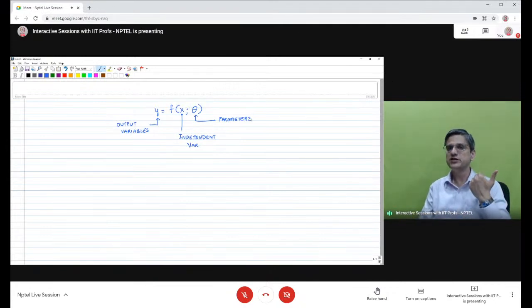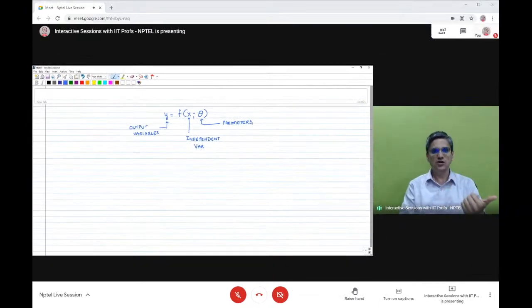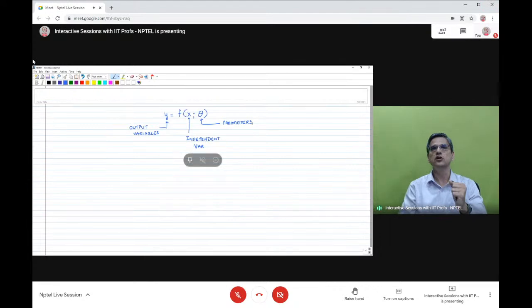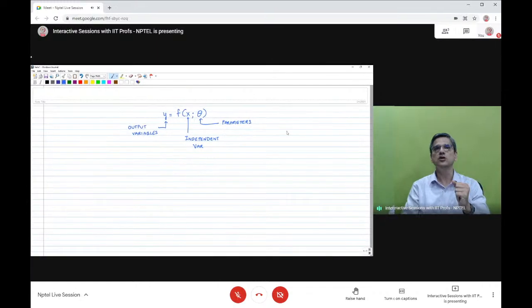What did we do in week number 5? In week number 5, we said that y is given to us and x is not known, or y was 0 and we wanted to find x such that f of x equals 0. That was the other type of problem that we solved. In week number 6, the problem we are going to solve is that we have y and we have x, but we don't know theta.